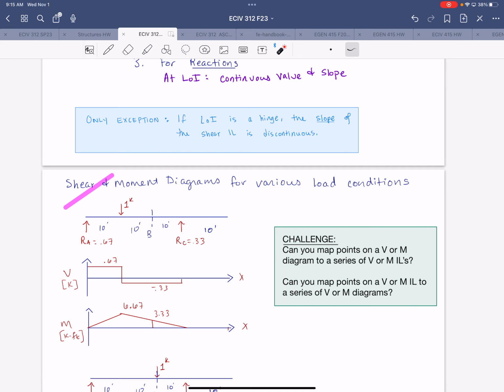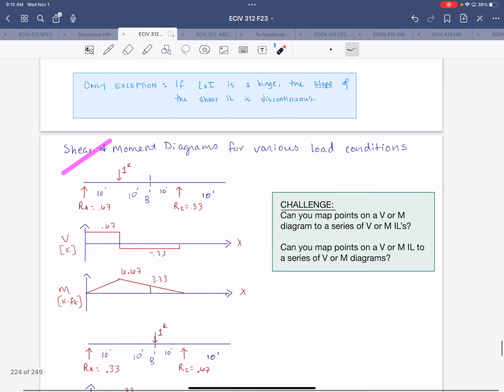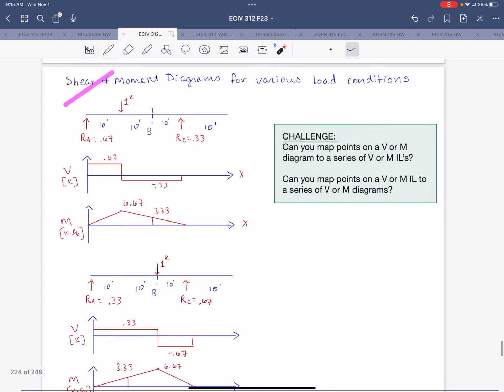Okay, so on D2L, I don't think this is included in your skeleton notes, this page here. On D2L though, I think I called it the force or shear and moment challenge or something like that.